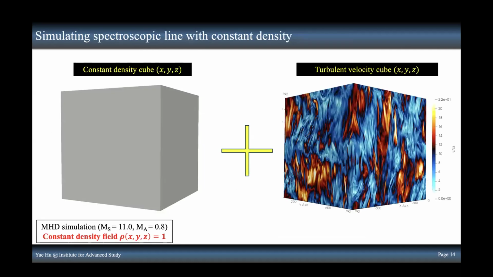I will also show you another example, where I simulate synthetic spectroscopic lines with a constant density cube but a turbulent velocity cube.